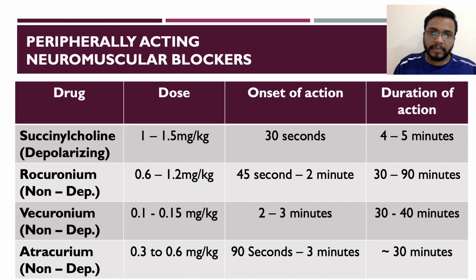Whereas as said earlier, succinylcholine is one category, whereas vecuronium, rocuronium and atracurium come under another category. Succinylcholine is going to produce depolarization and then paralysis, whereas vecuronium, rocuronium, atracurium are going to block the receptor and then produce paralysis. So this is in a nutshell about neuromuscular blocking agents.